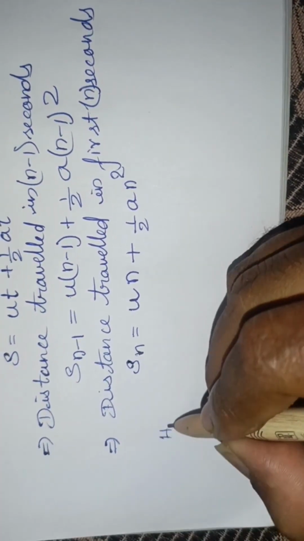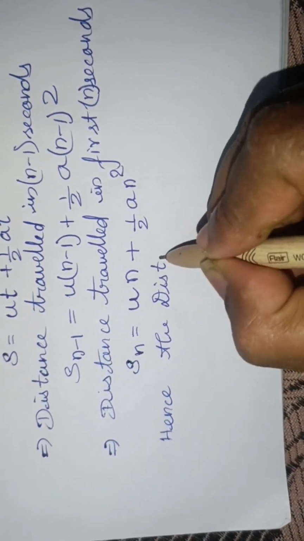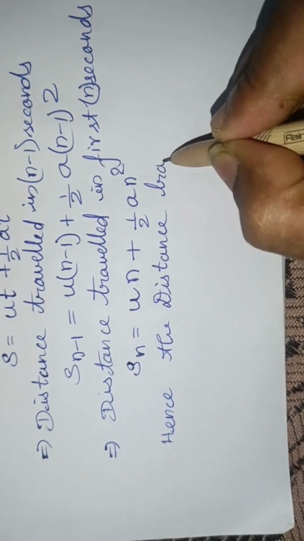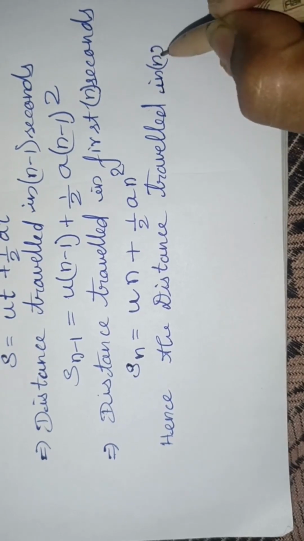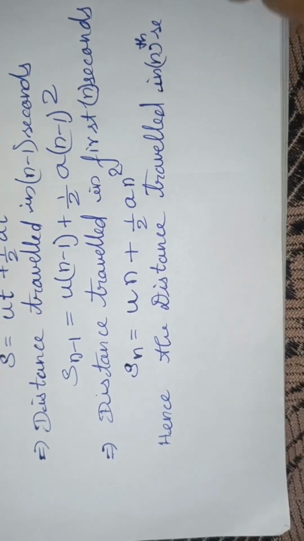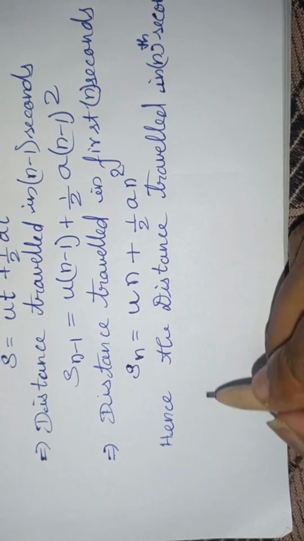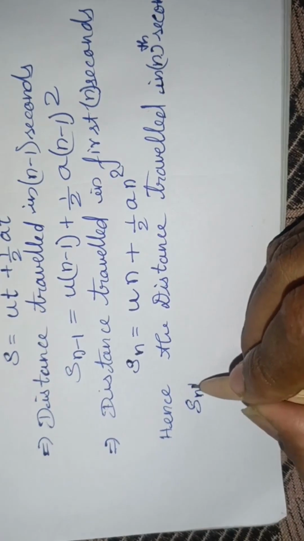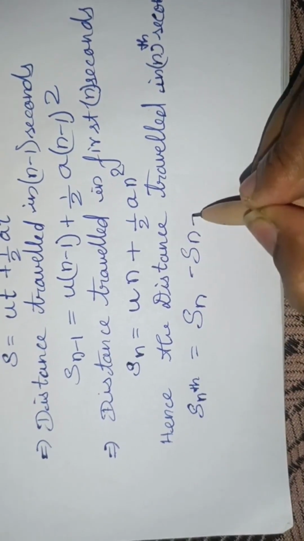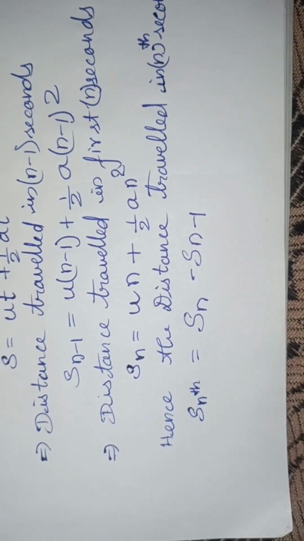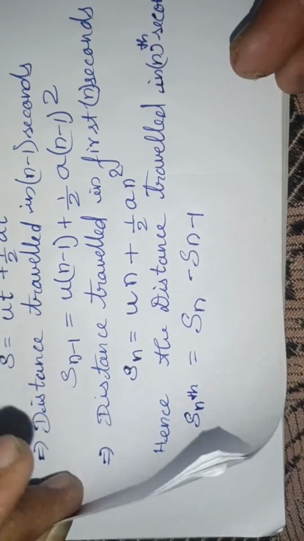Now the equation we have to define here. Hence the distance traveled in the nth second, rather than n seconds we will say nth second, is: S nth equals S of n minus S of n minus 1.